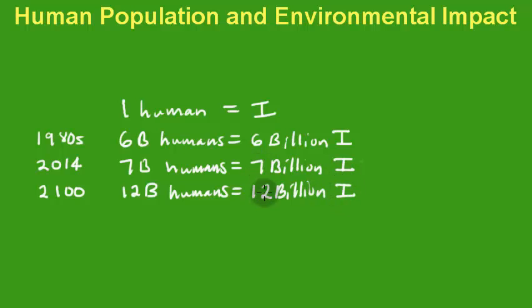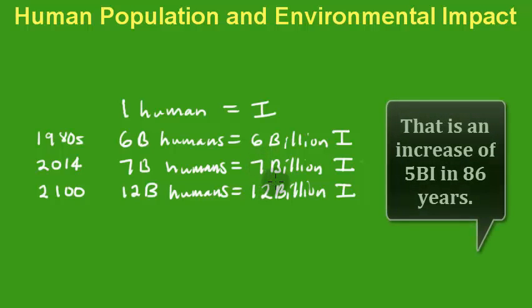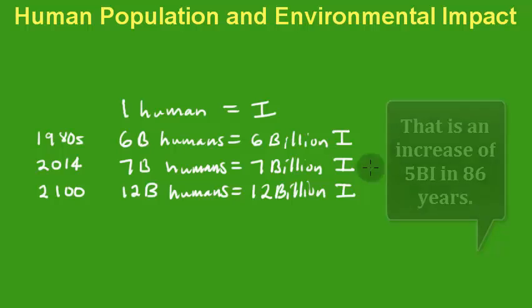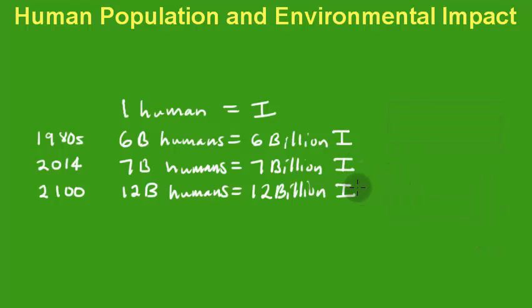That means we're going to have more impact than in 2014, when there was only 7 billion I. But in 2100, that means there's going to be, what would that be, 5 billion I more. That's a considerable increase of impact on the environment. And they're going to say, wow, something needs to be done. Obviously we can't have that amount of impact on the environment.